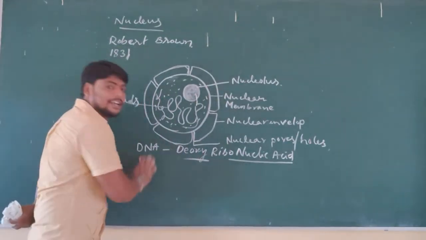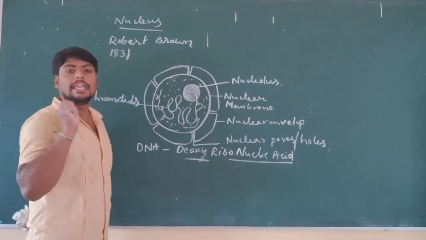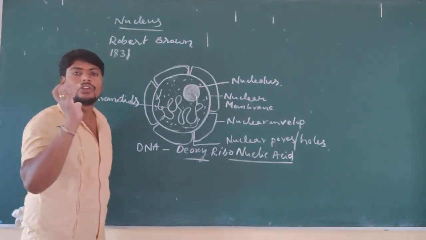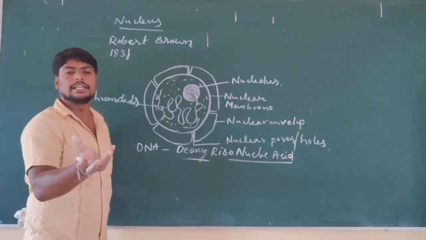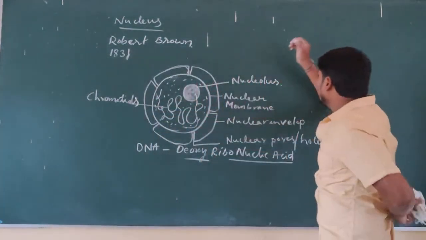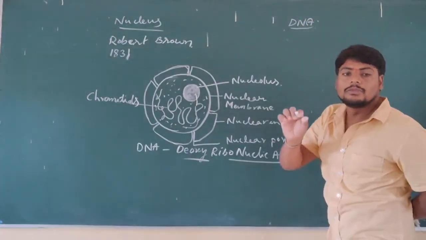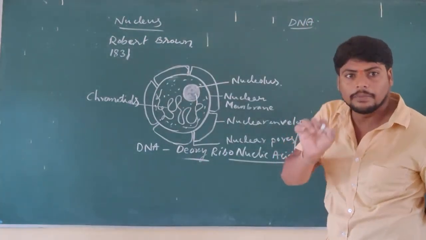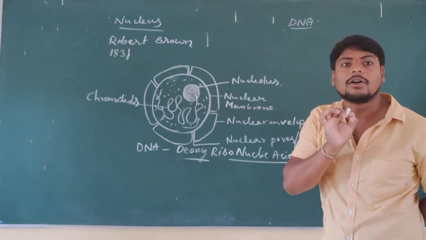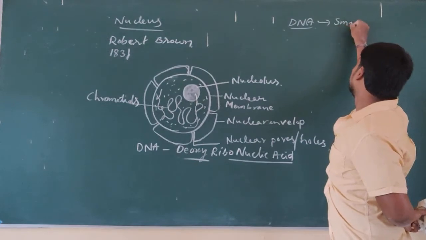Now, what is the importance of the DNA? The DNA plays a key role. What is the key role of the DNA? This is very essential. The main thing is to transfer the characteristics from parents to the young ones. That is important. So how is it possible? The DNA consists of small portions, that is small segments. Each segment or portion of the DNA is called a gene.